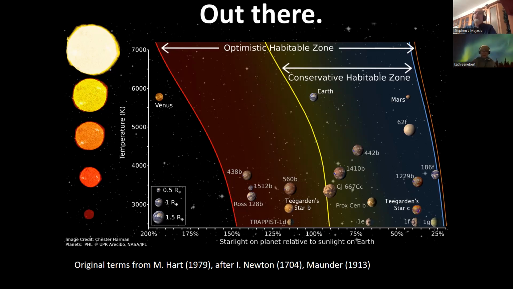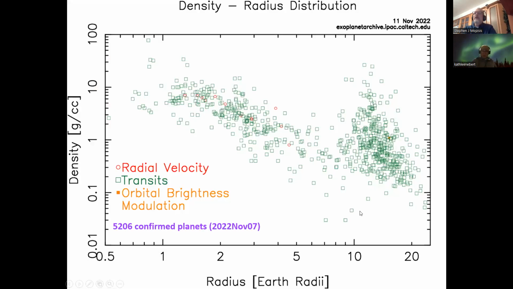And for a very, very cool star, it has to be closer in. So what really matters here is that we have found over 5,000 extrasolar planets. We know something about their size, their radius, and we know something about their density. And that's what this figure is here from this past November.